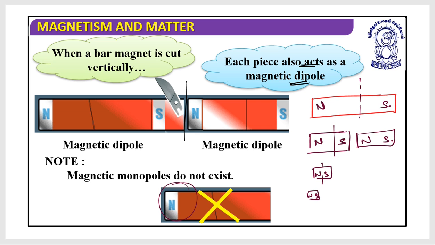I hope this is clear. This is the basic difference between magnetism and electrostatics. In electrostatics, a single charge does exist. It is possible that only positive charge is there, or only negative charge is there. But in a magnet it is not possible that only a north pole is there, or only a south pole is there, and so on.